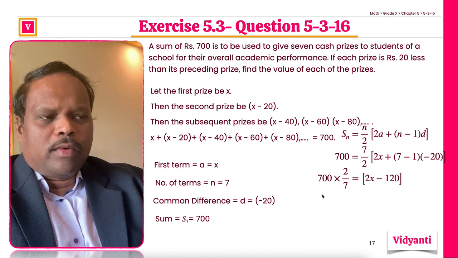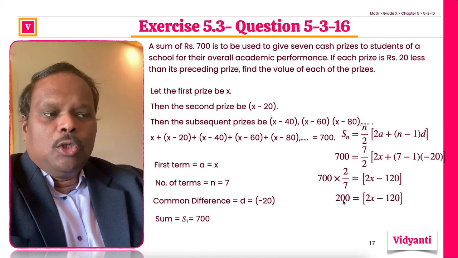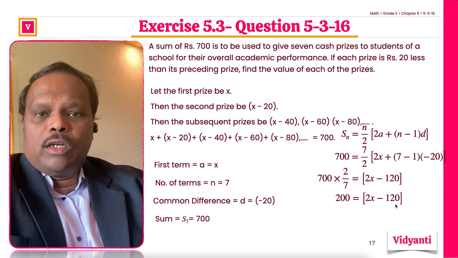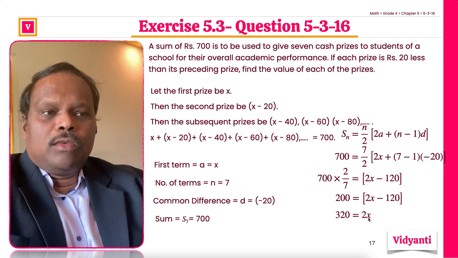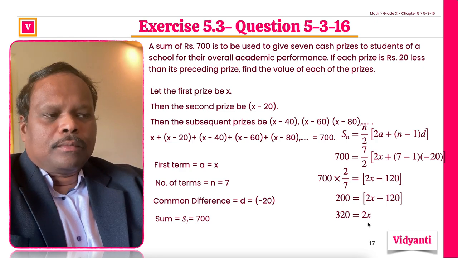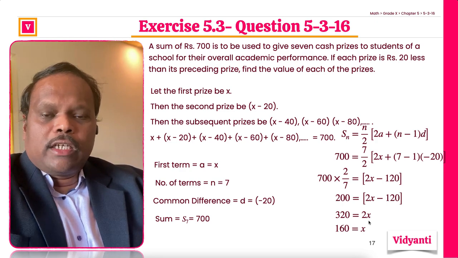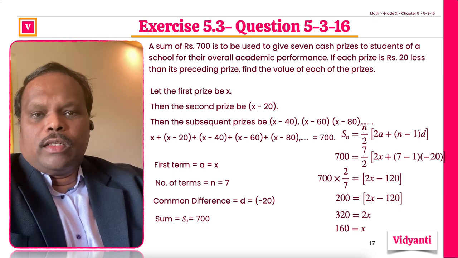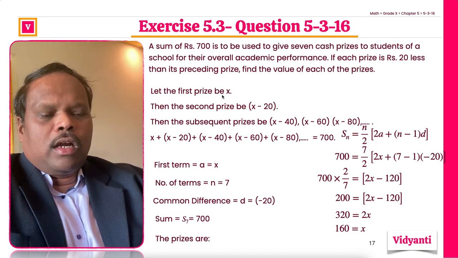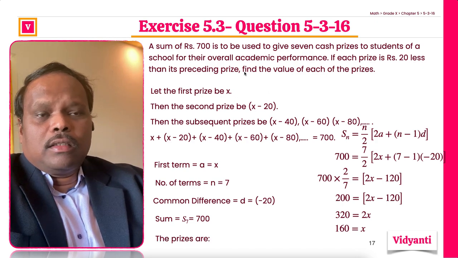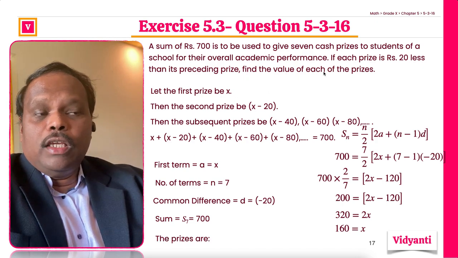If you simplify this one, that would come out to be 200 equal to 2x minus 120. This negative 120 can be transferred to the other side, and that would become 320, so 2x equals 320. Divide both sides by 2, that will give you 160. So what is the meaning of this? Remember, x was the value of the first prize, and they have asked us to find the value of each of the prizes.